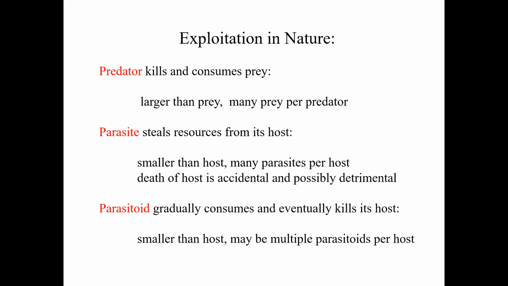Now, parasitoids must kill their host. So they're kind of intermediate in characteristics between predators and parasites. Parasitoids must kill their host like predators do. But they're small relative to their host, and there are many of them per host, like parasites. So parasitoids share some features of predators and some features of parasites.